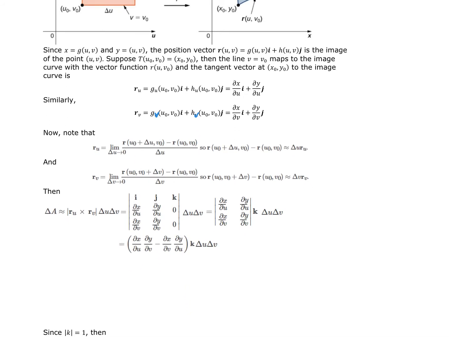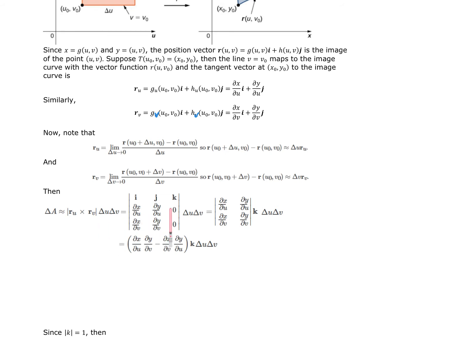Now, as we take the limit of this, we end up with the partial derivative, delta u times r sub u. So we take the limit of r sub v, we get delta v times r sub v. Now, the area is going to be approximately equal to the magnitude of the cross product of those two derivatives multiplied by delta u, delta v.